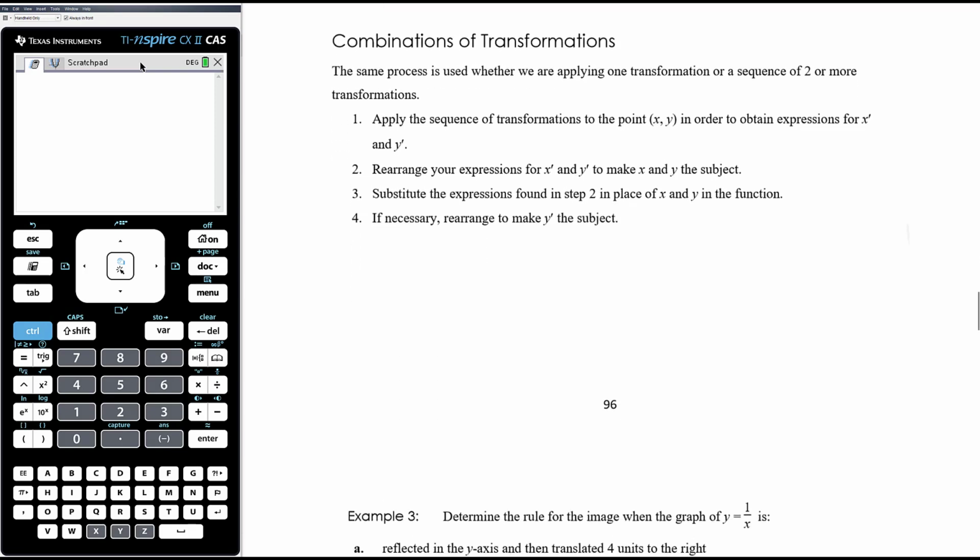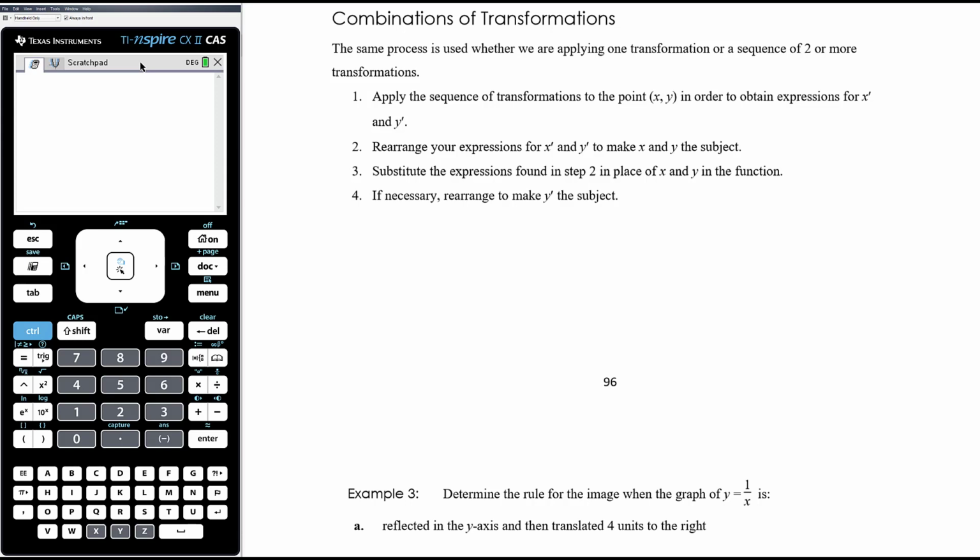Okay, so now we want to be able to actually combine more than one transformation. And the same process is used whether we apply one or a sequence of 2, 3, 4, 5, 20 transformations.